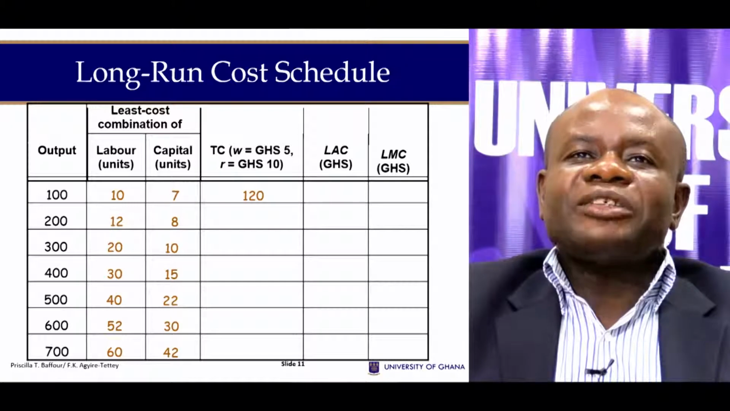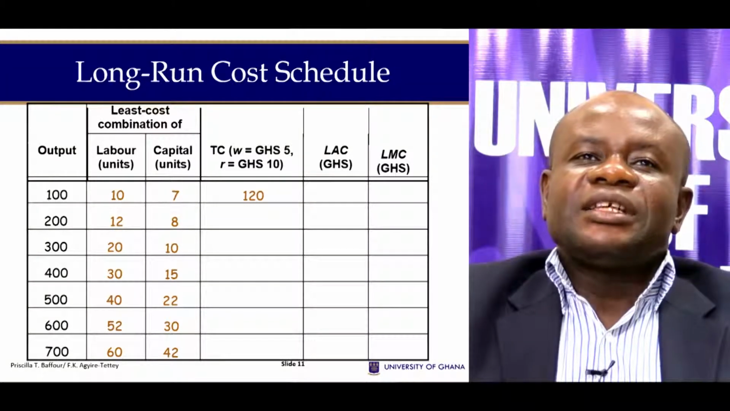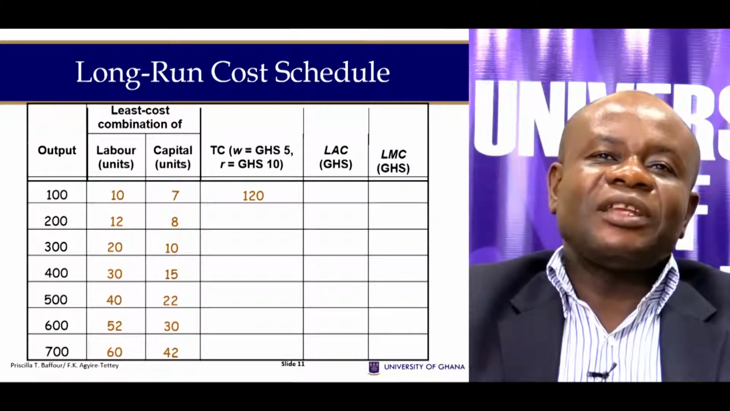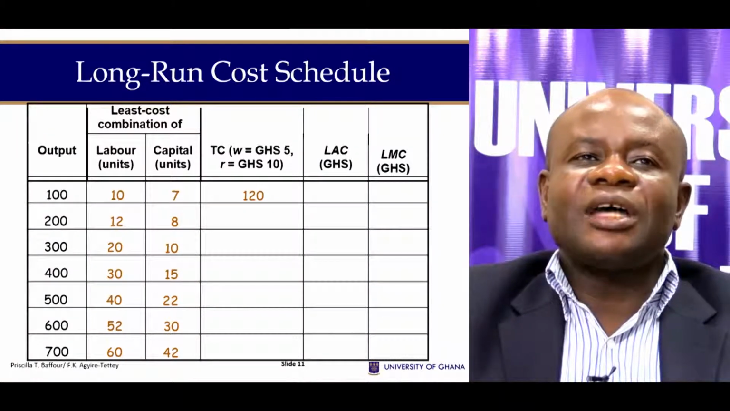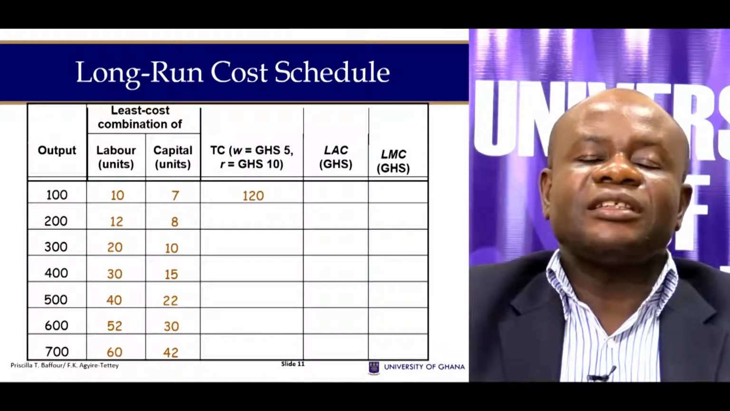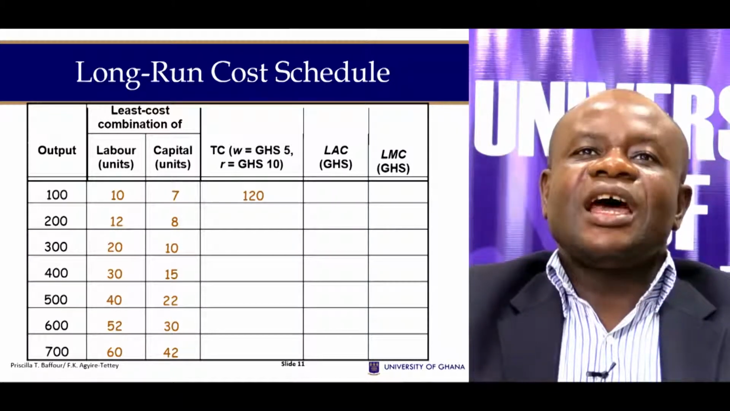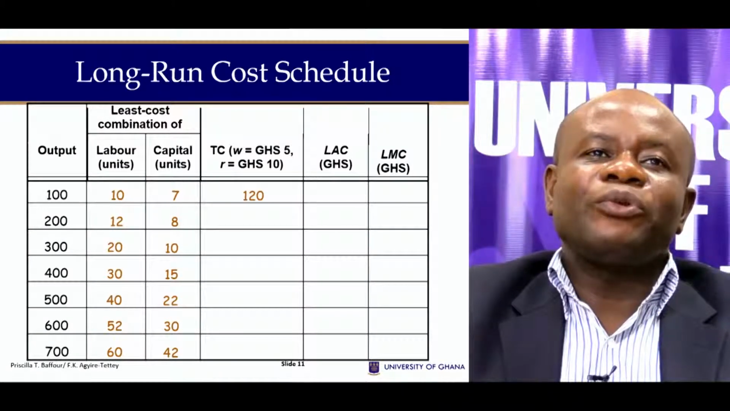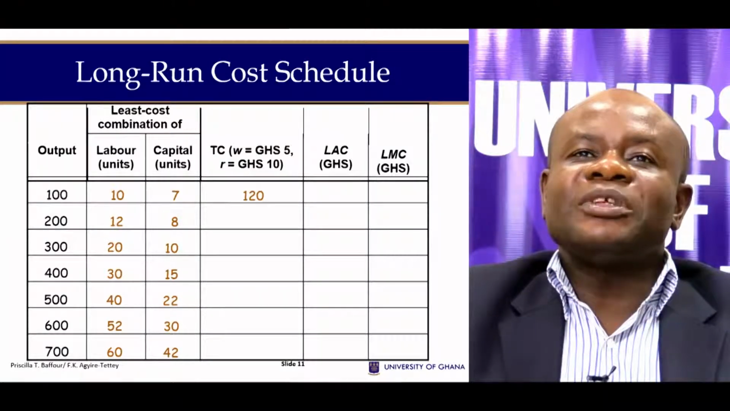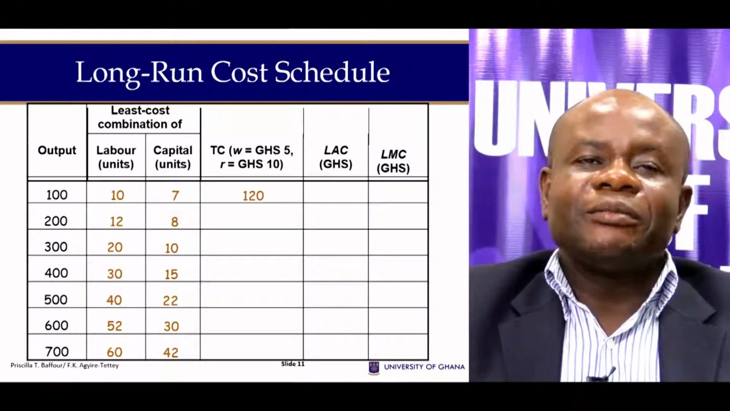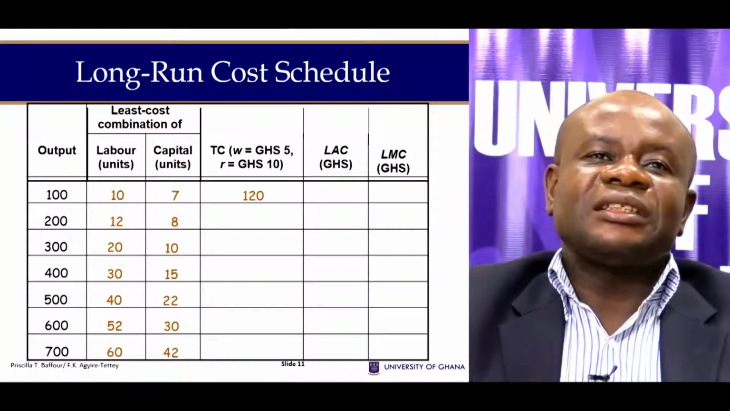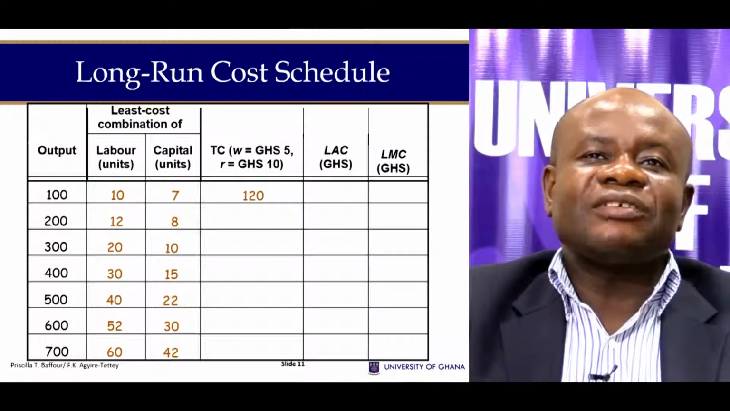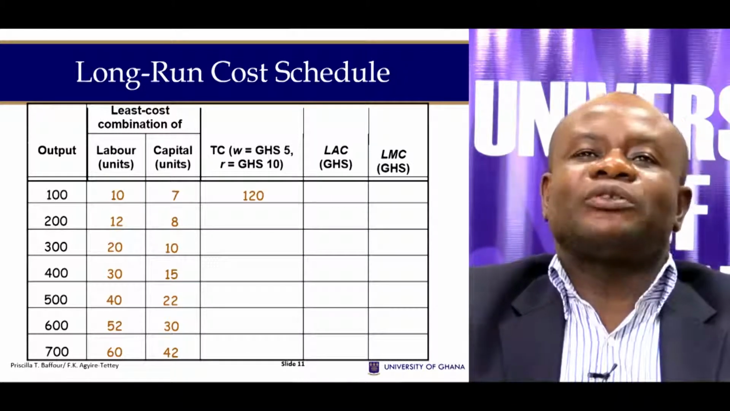Now, the price of capital is 10 cedis. So 10 multiplied by 7 gives us 70 cedis. So the cost incurred on capital for producing 100 units is 70 cedis. And the cost of labor for producing 100 units is the price of labor, 5 cedis per unit, multiplied by the amount of labor, which is 10. That is 50. So 70 plus 50 gives us a total cost of 120.